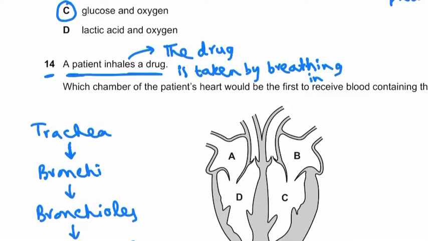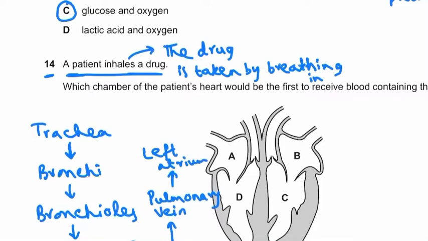And as you all know, the alveoli are surrounded by capillaries known as the pulmonary capillaries. So when the drug reaches the alveoli, it will diffuse from the alveoli into the pulmonary capillaries. Pulmonary capillaries will join to form the pulmonary vein. So the drug will go into the pulmonary vein, and from the pulmonary vein, the drug will go into the left atrium. So this is the pathway that will be taken by the drug.